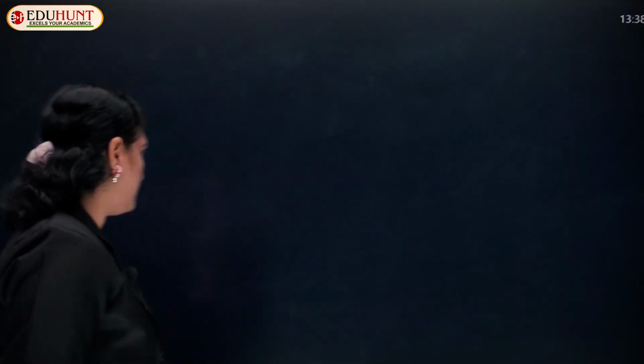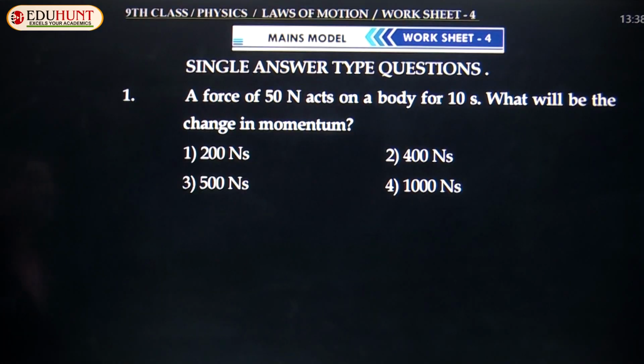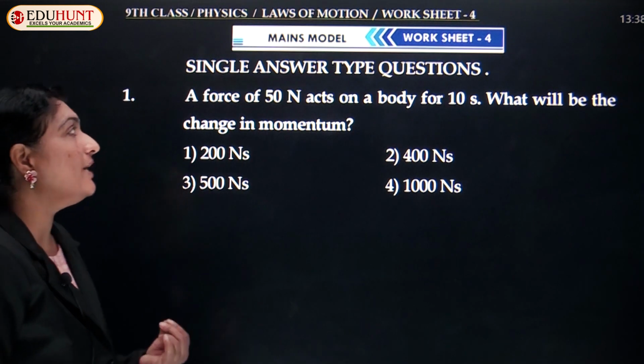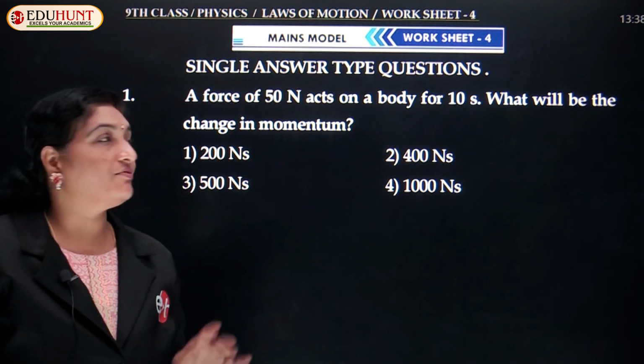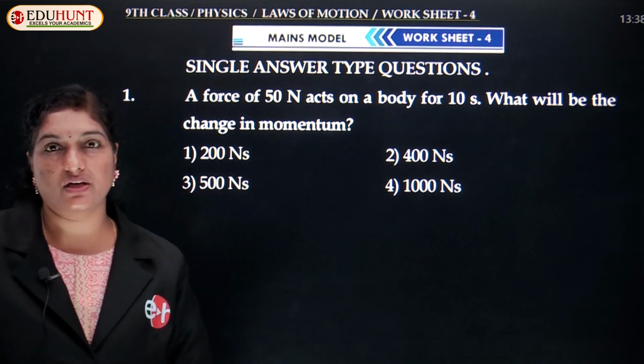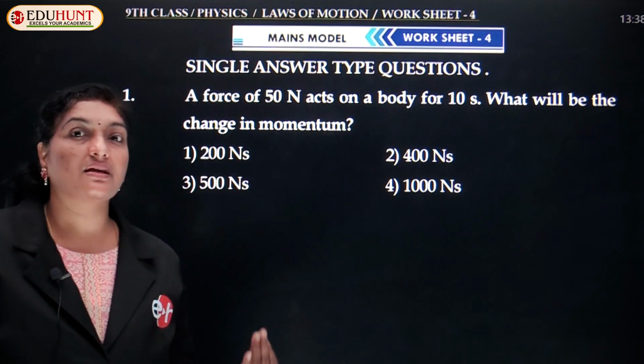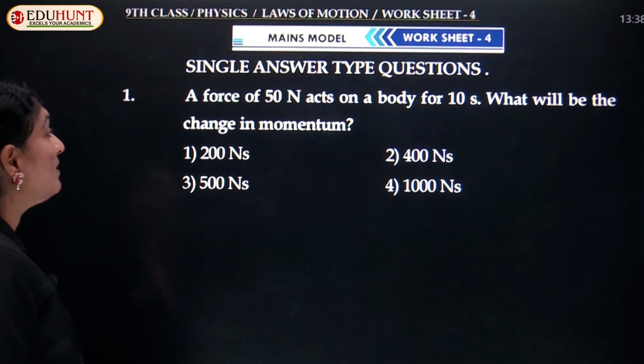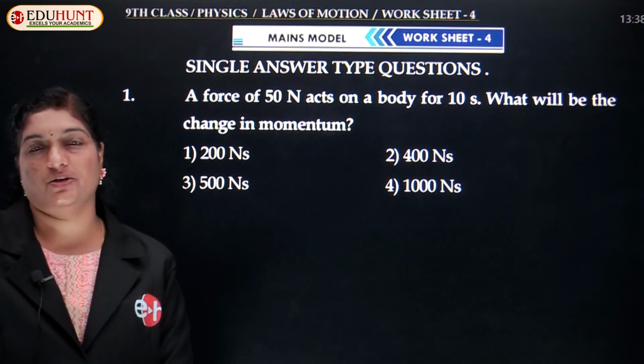Now let us move to worksheet number 4 of laws of motion. Here we begin with the first numerical: a force of 50 Newton acts on a body for 10 seconds. How much is the force given? 50 Newton. Time is given as 10 seconds. What will be the change in momentum?